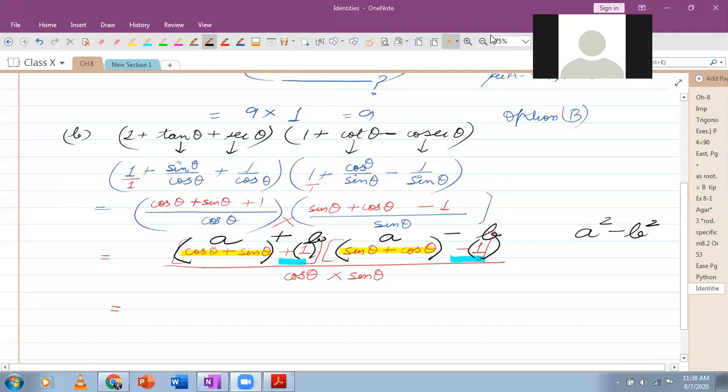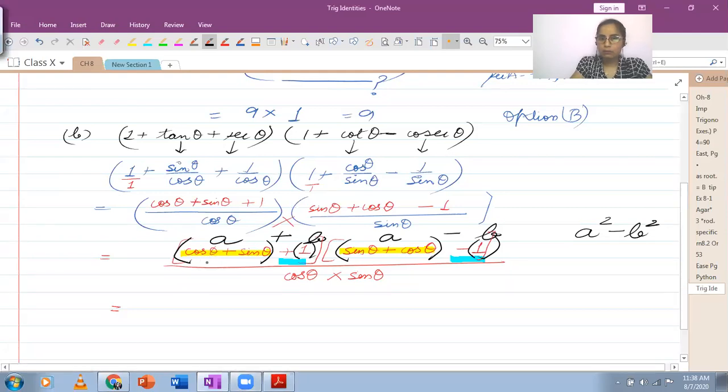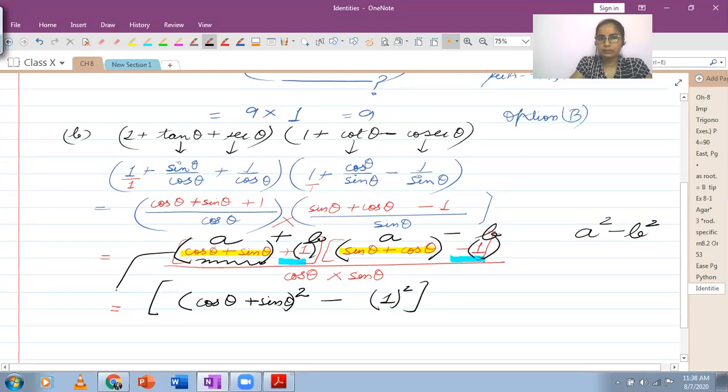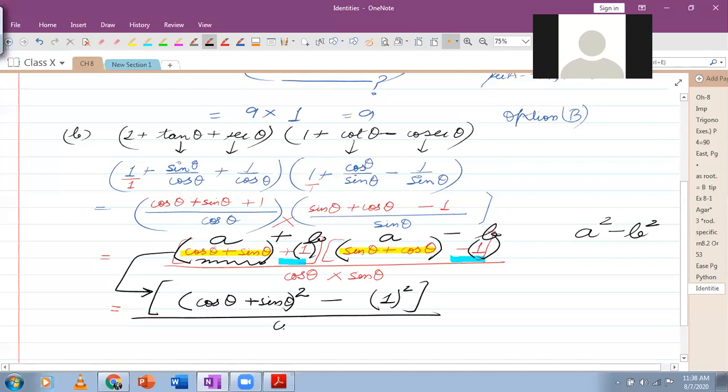So we are going to apply the identity now in the numerator. So we have A square. Now remember, A is this bracket, square of A. This will mean we have cos theta plus sin theta squared minus 1 squared. This is how the numerator has been simplified. Whereas the denominator is written as such, the product of cos theta and sin theta.